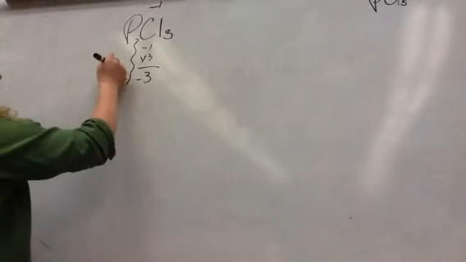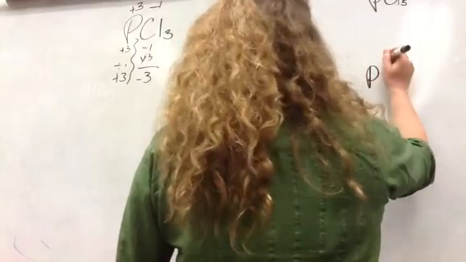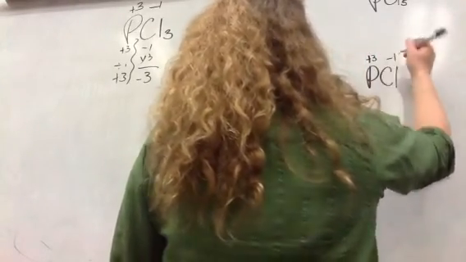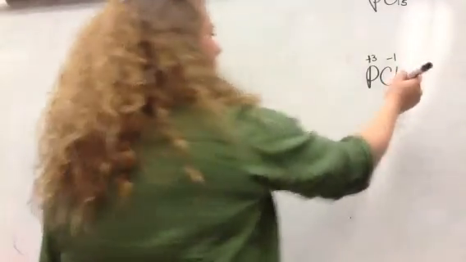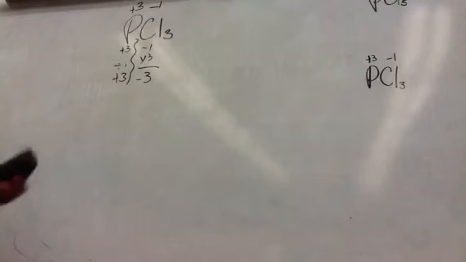What do we have to balance that? Duh. +3. So, okay. And we'll set this one aside too. Okay, so pretty easy, yes?